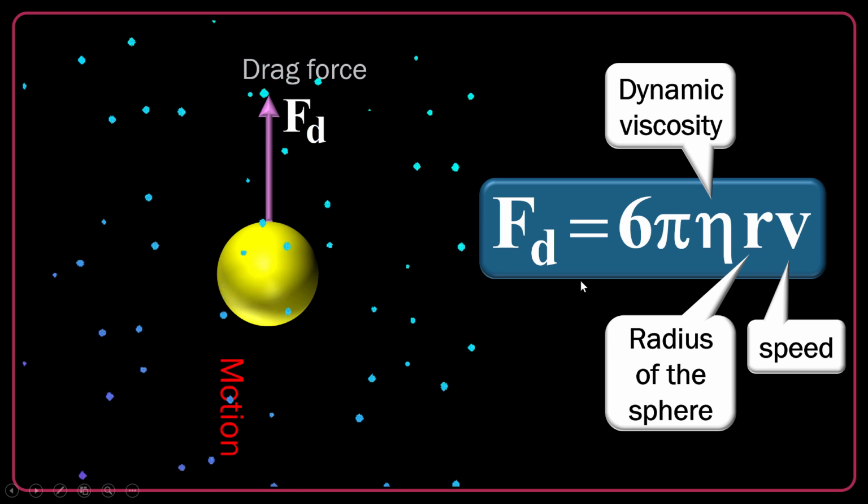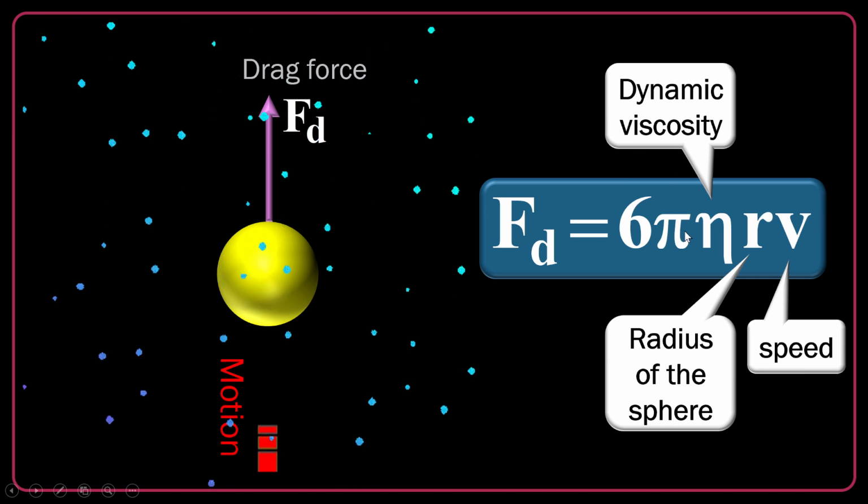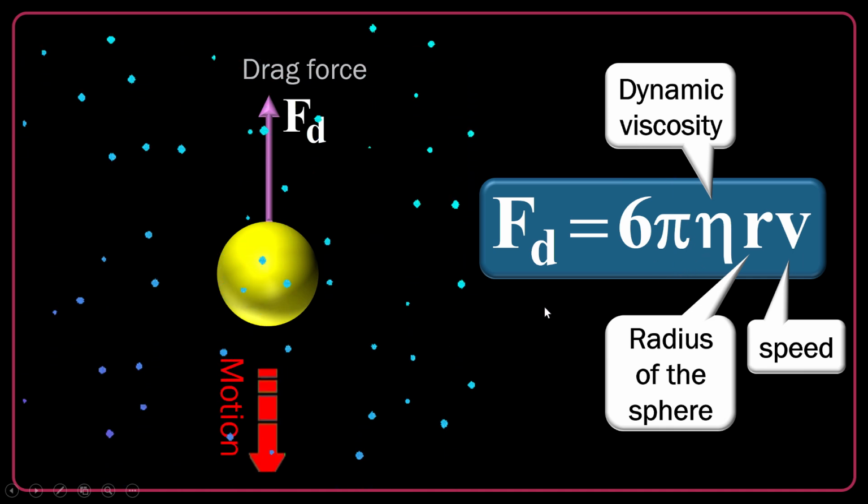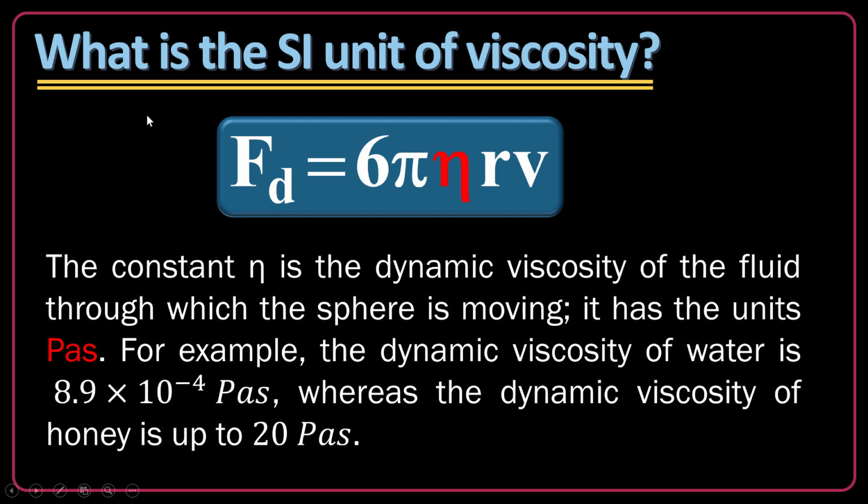So let's continue with dynamic viscosity. Viscosity actually is a quantity, and so I'm going to explain the SI unit of viscosity. The SI unit of viscosity is the same as the unit of pressure times seconds, Pascal-second. For example, the dynamic viscosity of water is 8.9×10⁻⁴ Pascal-second on average, in a range of temperature, whereas the dynamic viscosity of honey is up to 20 Pascal-second. It's very important: this 20 is not exactly for all types of honey and all different temperatures.